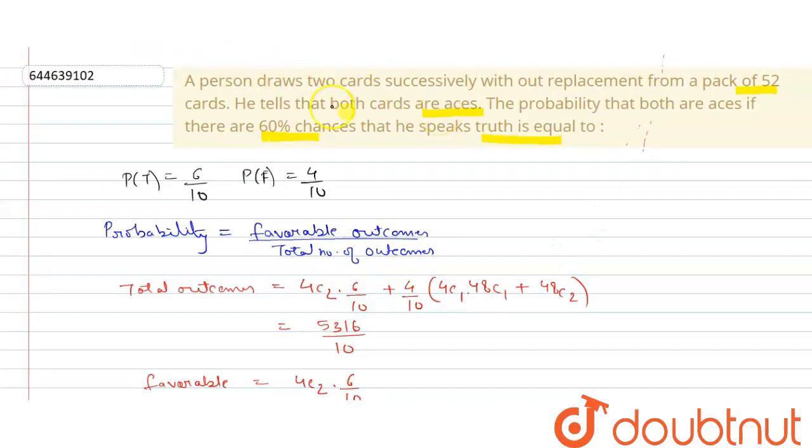So the probability that both are aces, with 60% chance that he speaks truth, is 3 upon 443. This is our correct answer.